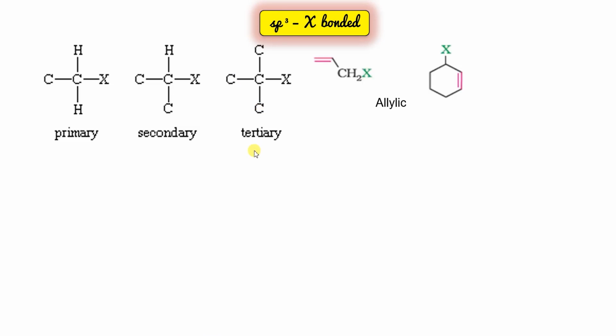Hope it is clear. Next is allylic. That means the sp3 hybridized carbon must be attached to a double bonded, that means sp2 hybridized, carbon. This is important, you should know this. If the sp3 hybridized carbon bearing the halogen is attached to an sp2 hybridized carbon, this is allylic. You can see this is the sp3 hybridized carbon which is attached with the halogen, and it is further attached to the double bonded carbon. So hope it is clear.